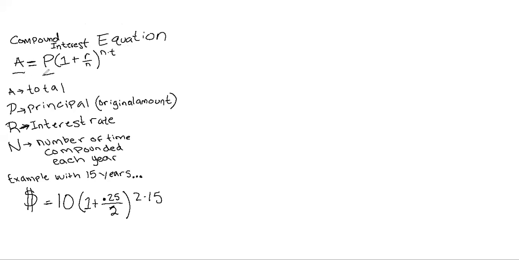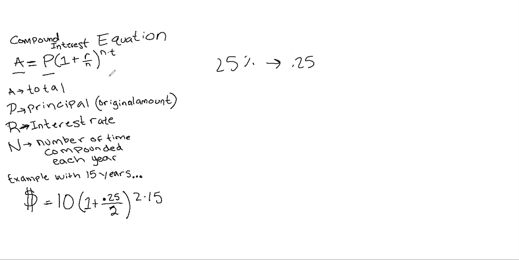P right here represents the principal, which is our original amount that was in the account or the bank at first. And this number right here represents our interest rate. So if we had like 25%, that would turn into 0.25. And so the decimal form of that number would go into R.